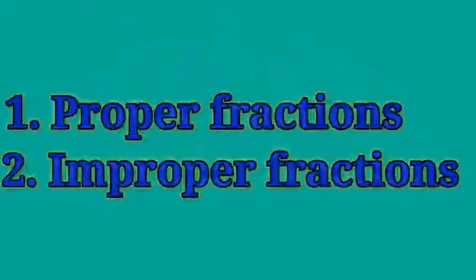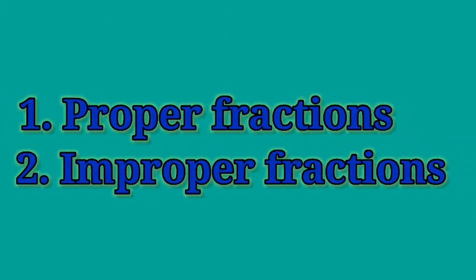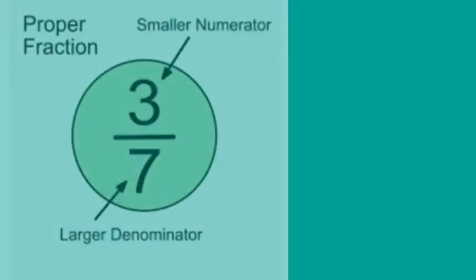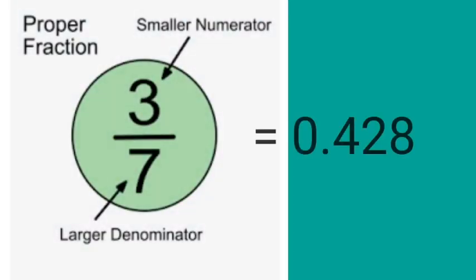Students, there are two types of fractions. One is proper fraction, another one is improper fraction. Now let us learn some important differences between fractions. If a fraction has a smaller number in the numerator and a larger number in the denominator, we call that fraction a proper fraction. When we divide this fraction, we get a decimal number less than 1.